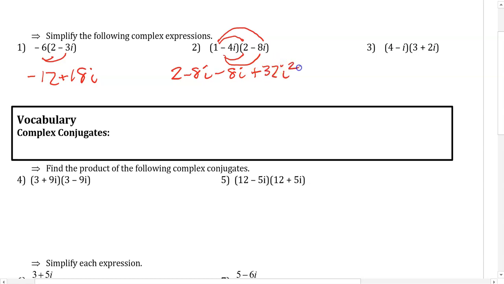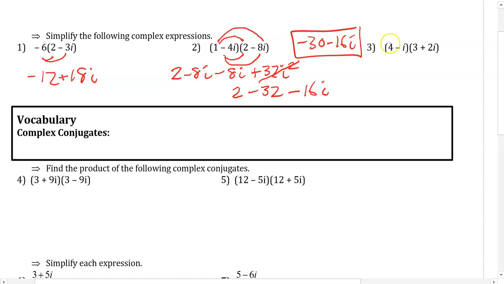32i squared. But, as we just showed, i squared is negative 1. So I have 2 minus 32, minus 16i. So I have negative 30 minus 16i. On number 3, again, I'm going to double distribute.